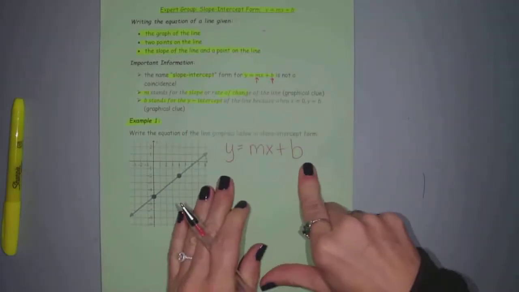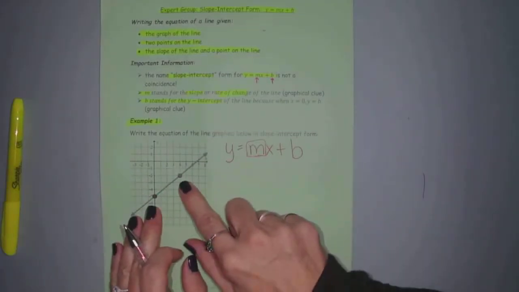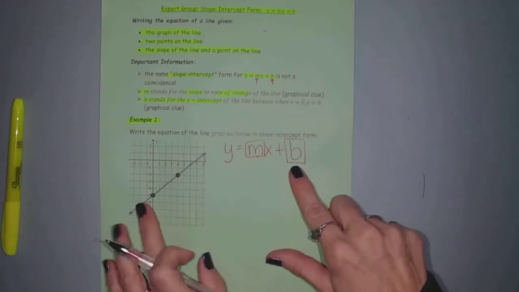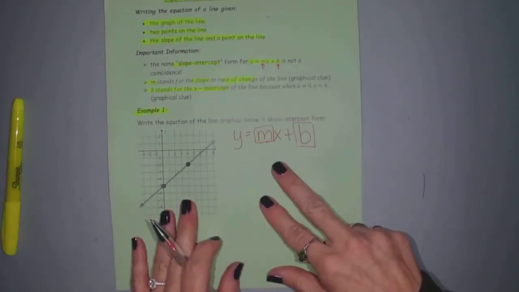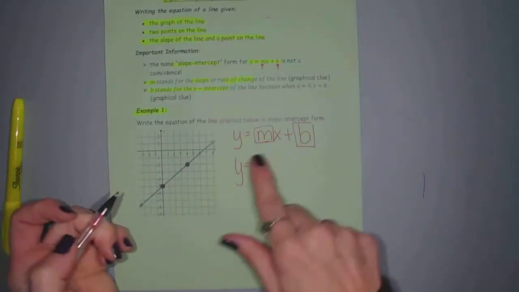And then all you have to do is pick out the m, and we know how to find the slope of a line, and you have to pick out the b, which is the y-intercept of the line. So this one is really easy. So all we have to do, okay, let's get the slope.